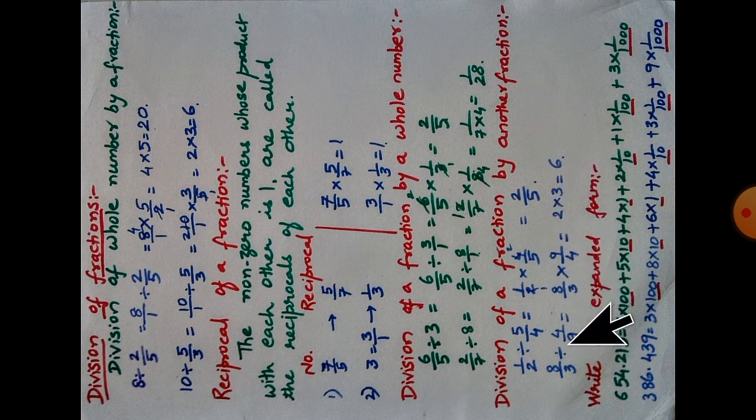8/3 divided by 4/9 equal to 8/3 into, divide will become multiply and 4/9 will become 9/4. Again 4 1s are 4, 2s are 8. So and 3 1s are 3, 3s are 9. So equal to 2 multiplied by 3 equal to 6.